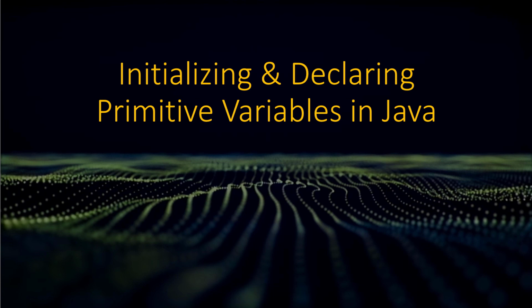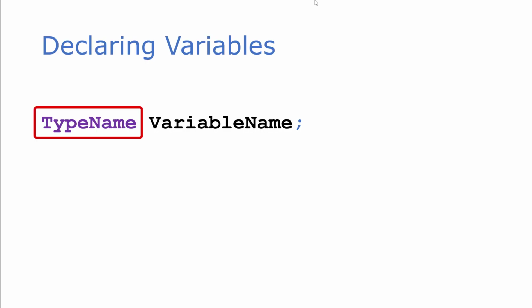So we have these primitive type variables in Java. How do we go about actually declaring and initializing those values? To declare a variable, we indicate the type name and then a variable name followed by a semicolon. This declares a variable called variable name of whatever type name represents.